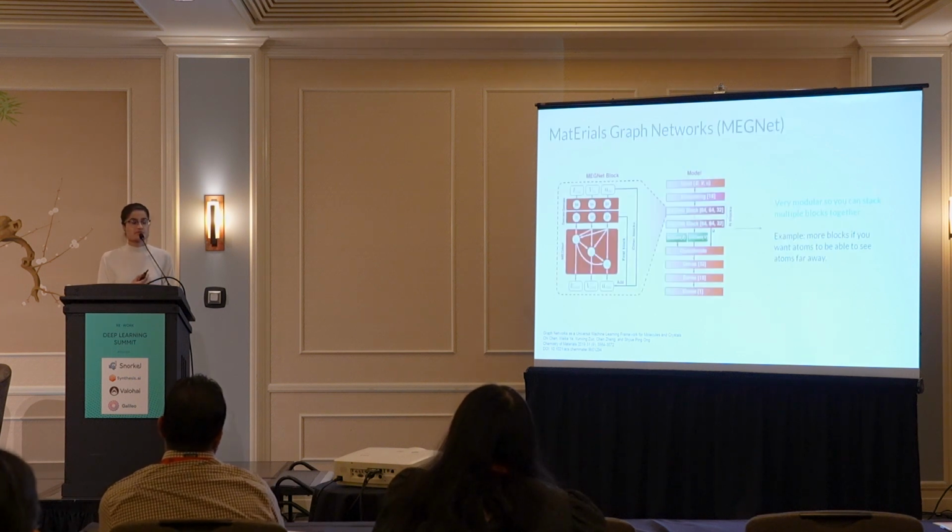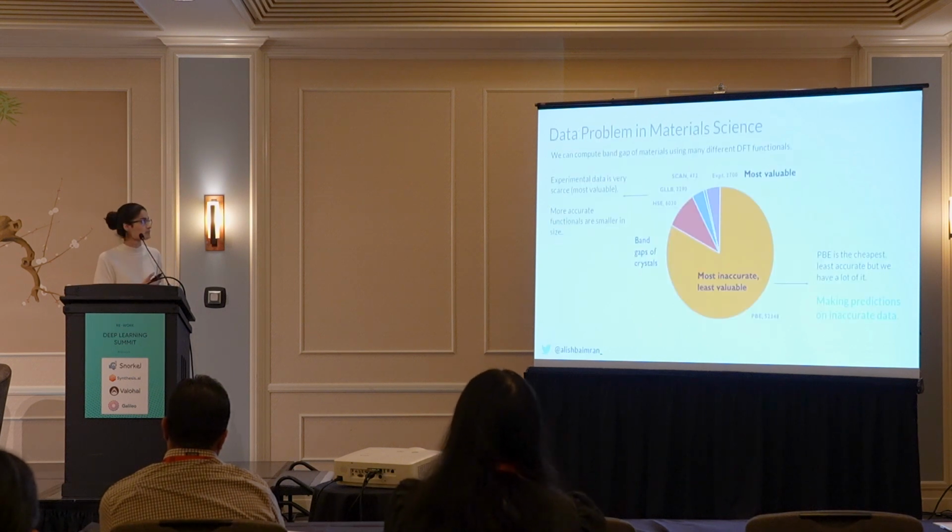The overall architecture of this model, so what I described would really just be one part of this network. And the key benefit for MagNet is that it's very modular. So you're able to stack multiple layers together to define how much complexity you want based on what you're trying to represent. An example of this would be, let's say you want atoms to be able to see other atoms that are very far away. In that case, maybe you'd stack more blocks together to be able to represent this.